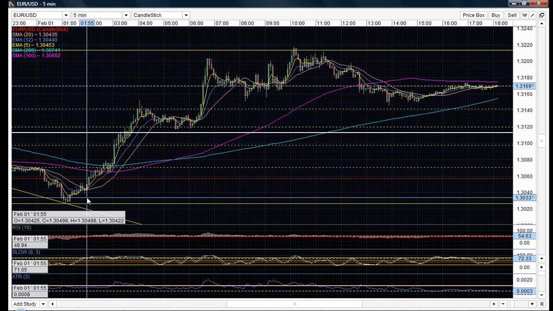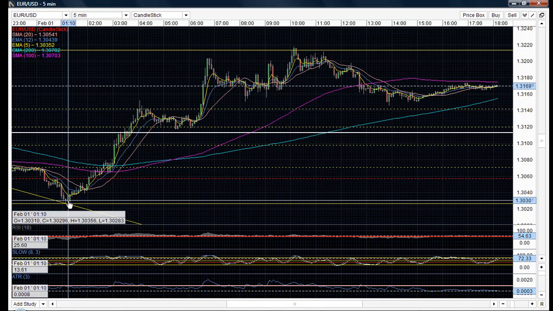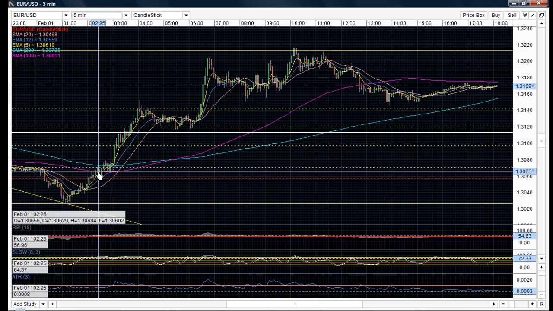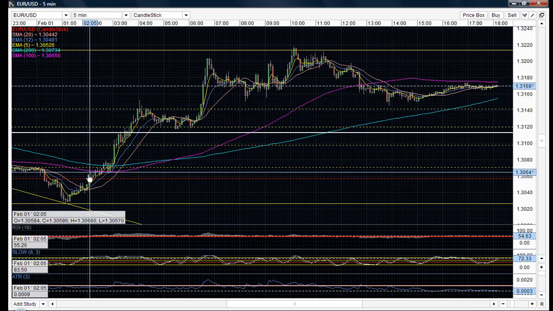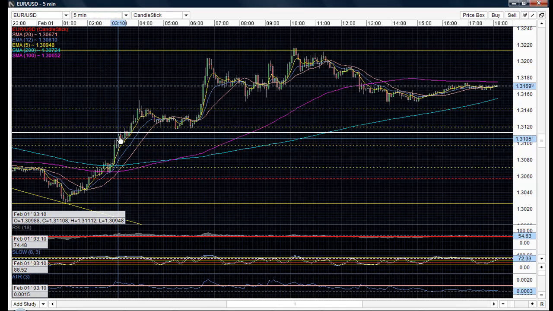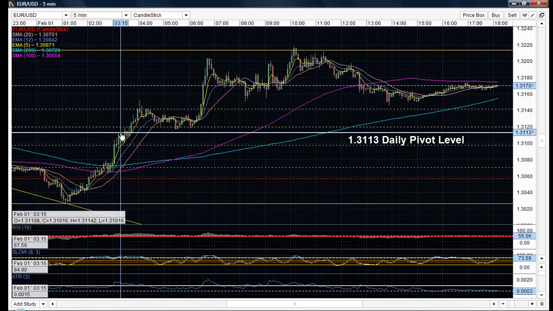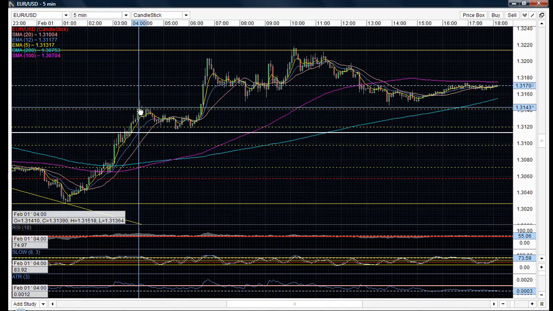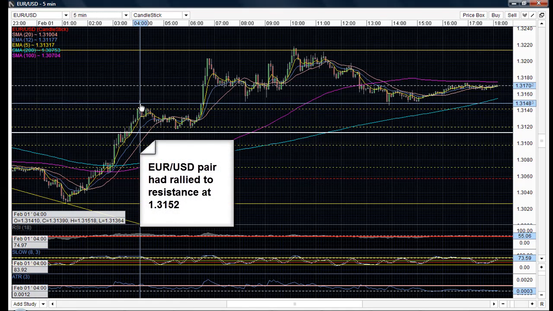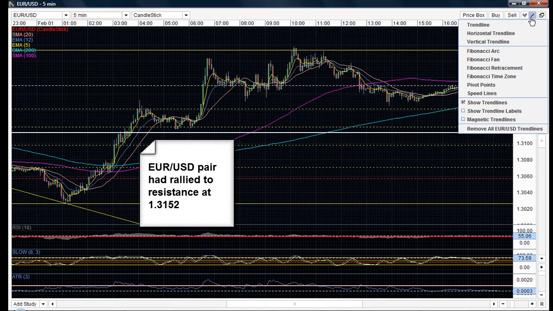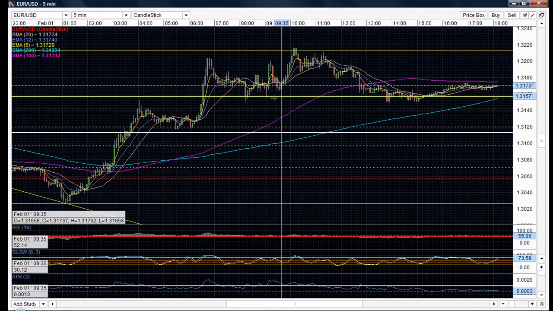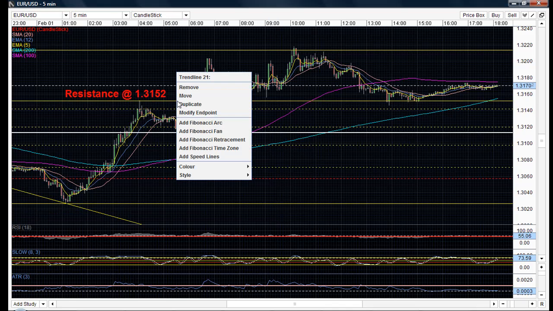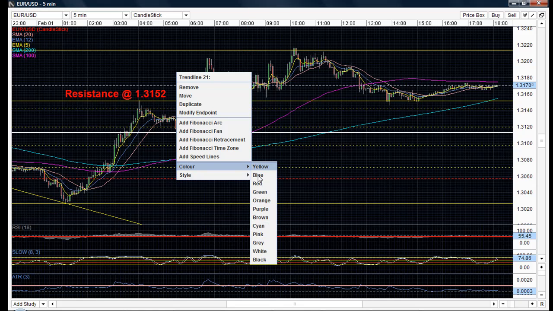Now, if you go back prior to the European Open, you could see that the pair has started to rally and it broke through our 100 simple moving average and our 200 simple moving average line and began to make its way towards the daily pivot point right here. This white line is the daily pivot at 31.13, and price actually broke above this pivot and found resistance around 31.52. Now I'm about to draw a red line in our chart to identify that this was an area of resistance. So then I'm gonna make it red.